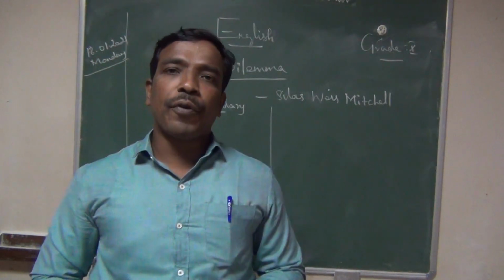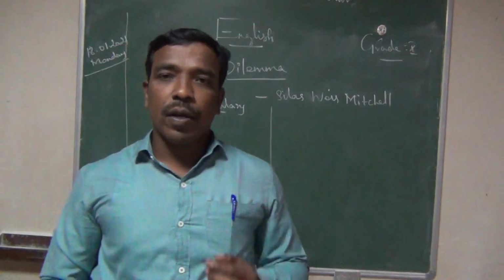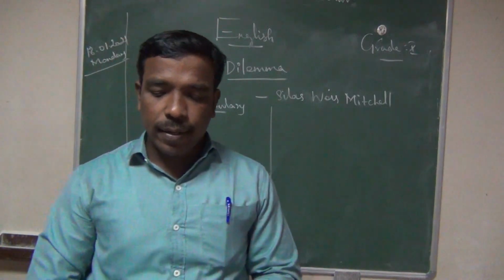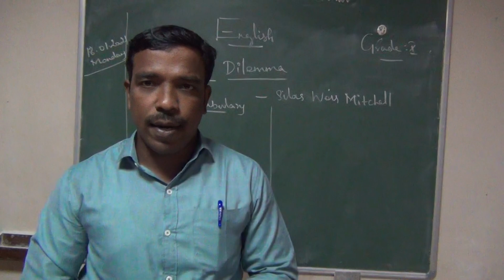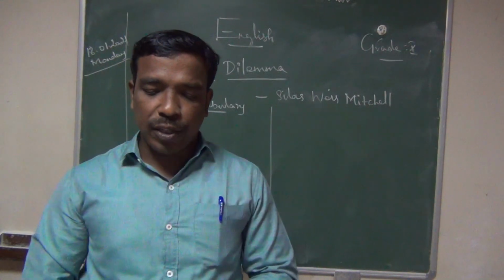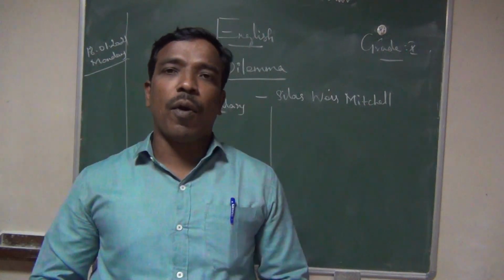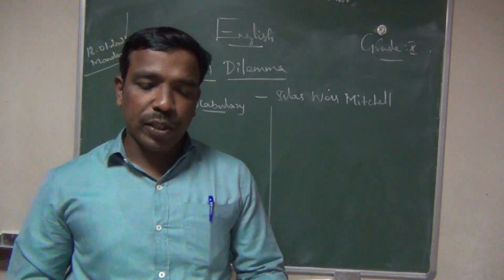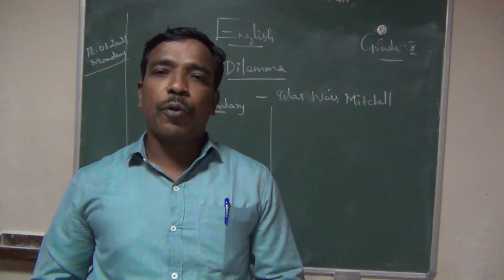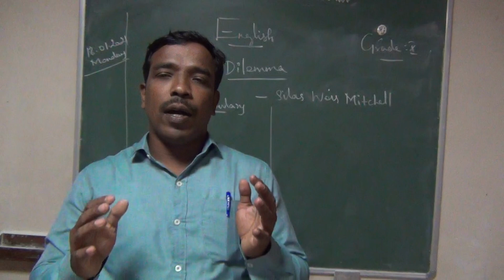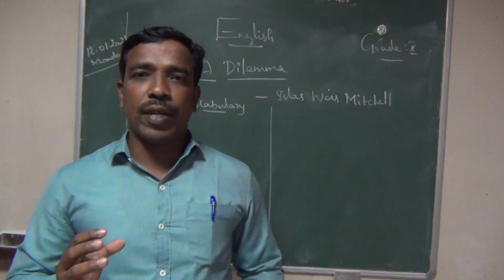Okay, so all of you take your textbook. A Dilemma by Silas Weir Mitchell. What is the meaning of a dilemma? It means a situation in which you have to make a difficult choice between two possible actions. It is very difficult to take a decision. That is called a dilemma.